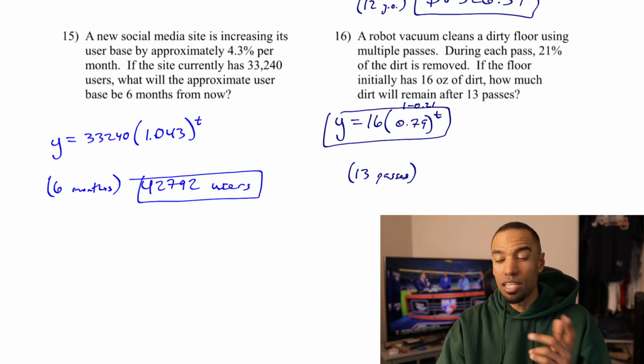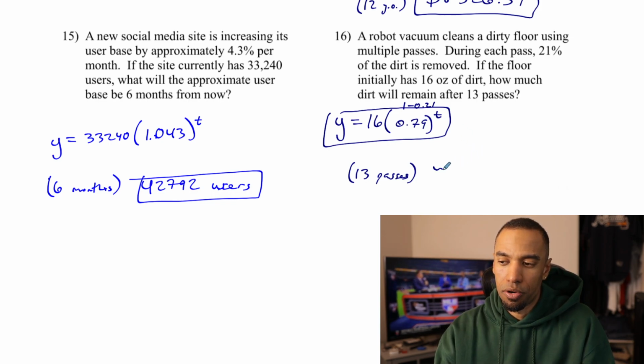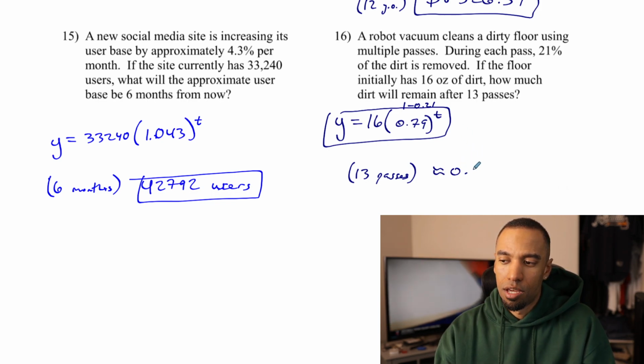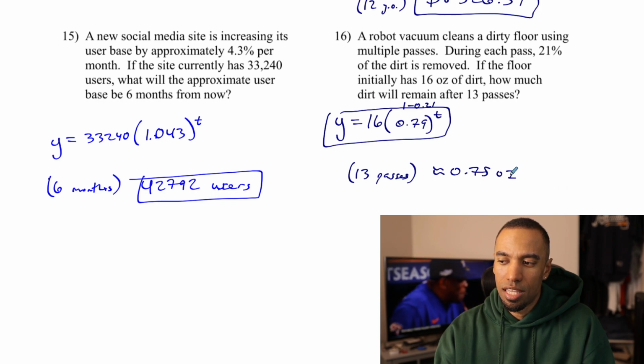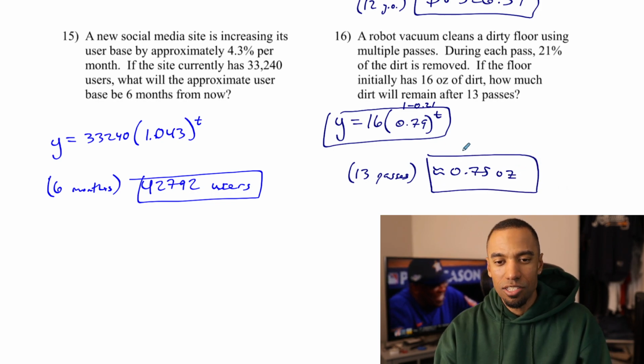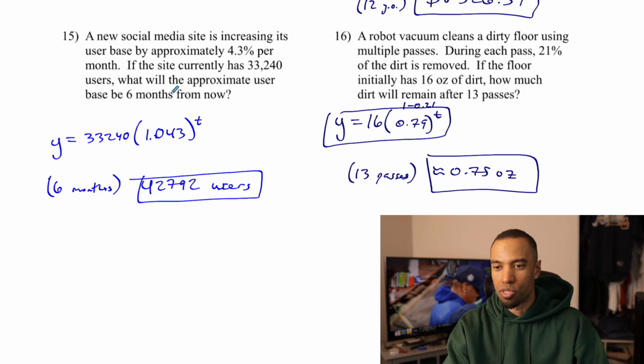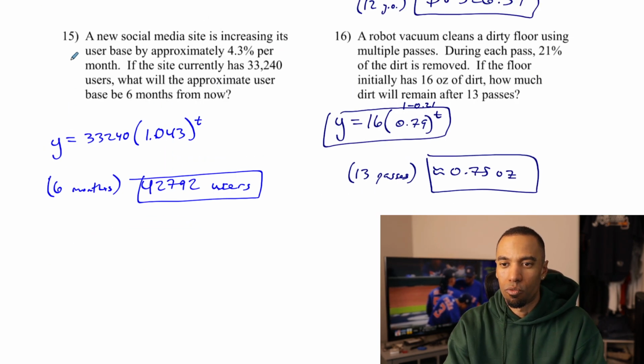0.7469 and so on. Less than an ounce. I mean, I guess it makes sense. We started at 16. I'll say 0.75. 0.75 ounces of dirt. And that makes sense. It did 13 passes, man. This robot vacuum better clean up most of the dirt. I want to get it 100% on one pass.